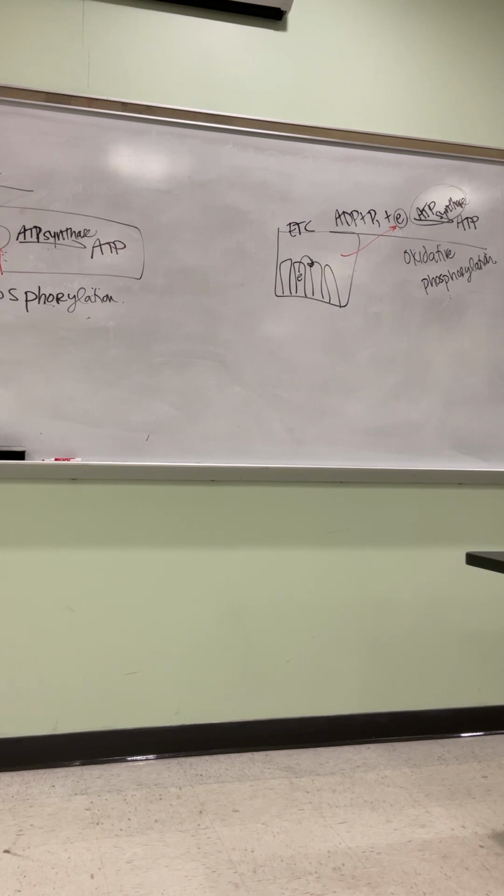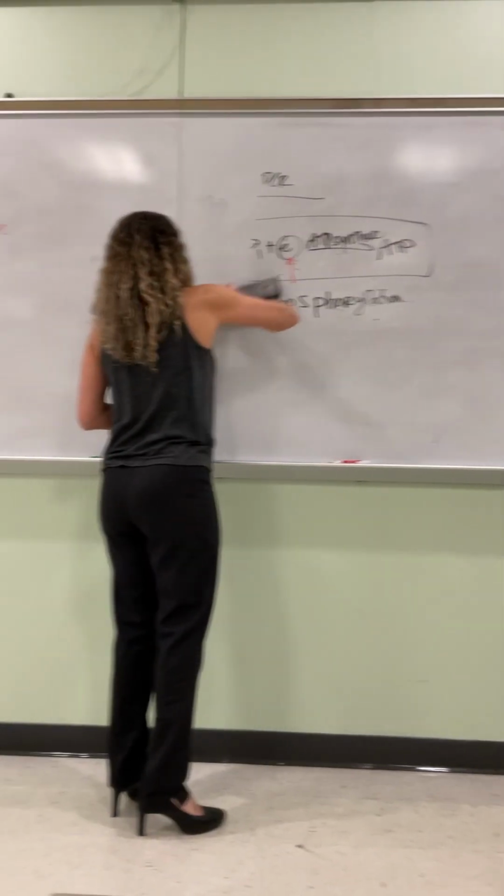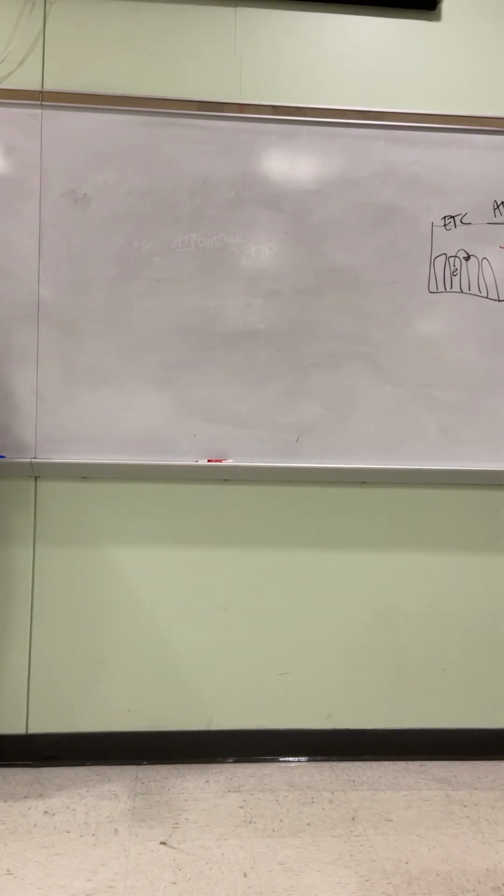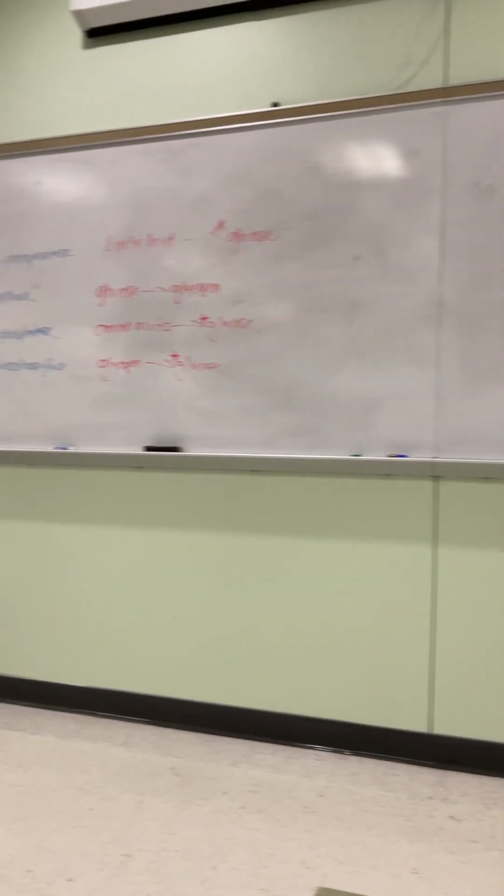Okay. What are the 6 possible fates of lactic acid? Heart, liver, kidney, same muscle, other muscle, buffer. I think I heard them all. Everybody okay with that? Okay.